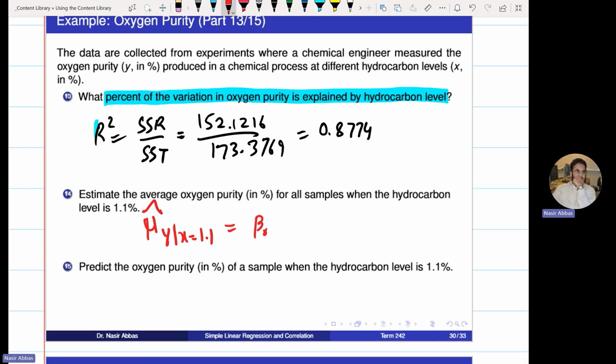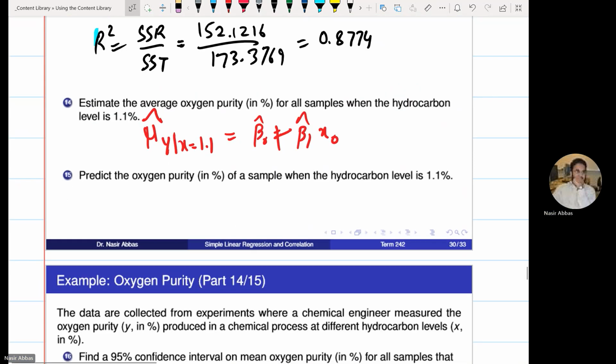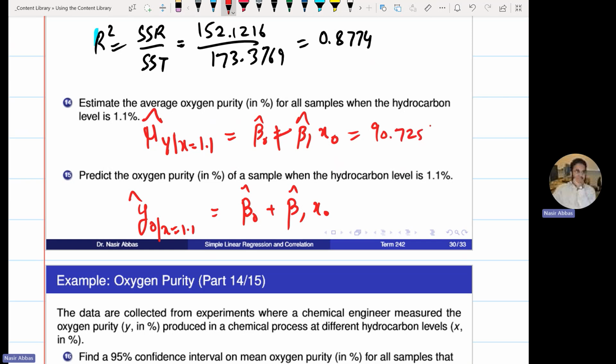We said it's simply beta naught hat plus beta 1 hat x naught. Fitted value, plug in 1.1 in the regression and you will get it. Next question. Predict the single value of y when x is x naught. Y naught when x is 1.1. We said this is the same, beta naught hat plus beta 1 hat x naught. We said both of them are the same. Point estimates are same, which gives me the value 90.7256.